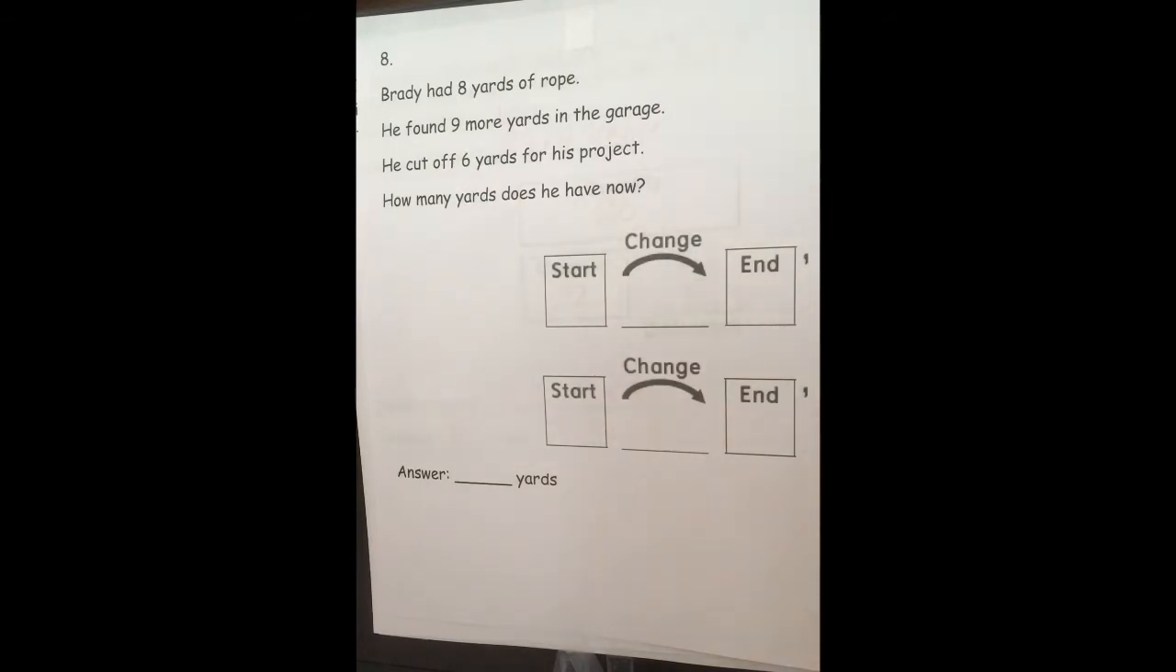Number 8. Brady had 8 yards of rope. He found 9 more yards in the garage. He cut off 6 yards for his project. How many yards does he have now? So there's 2 steps to this problem.